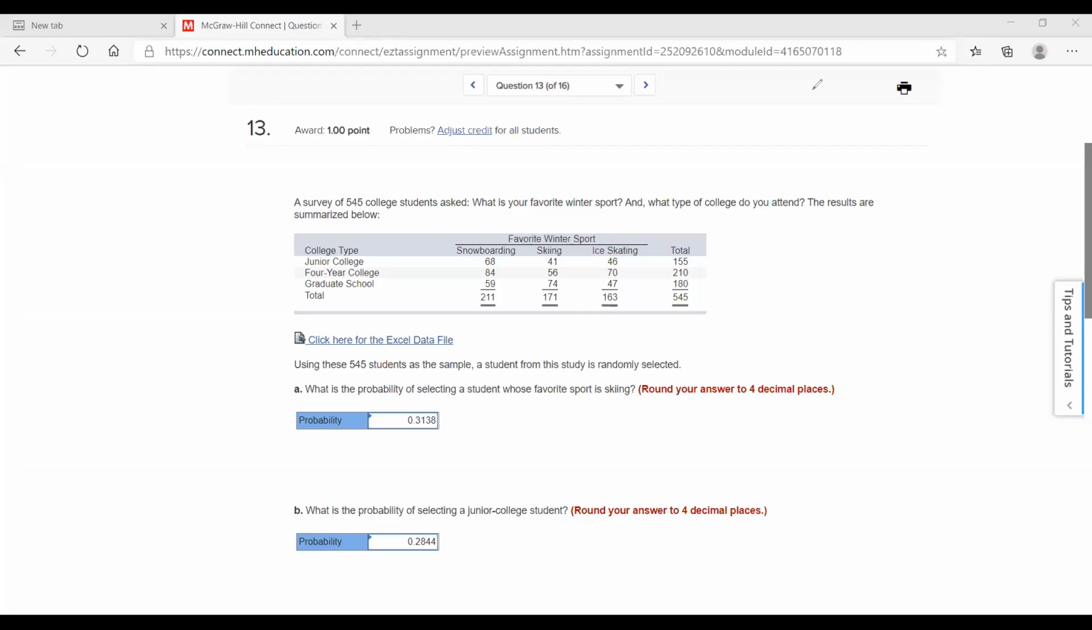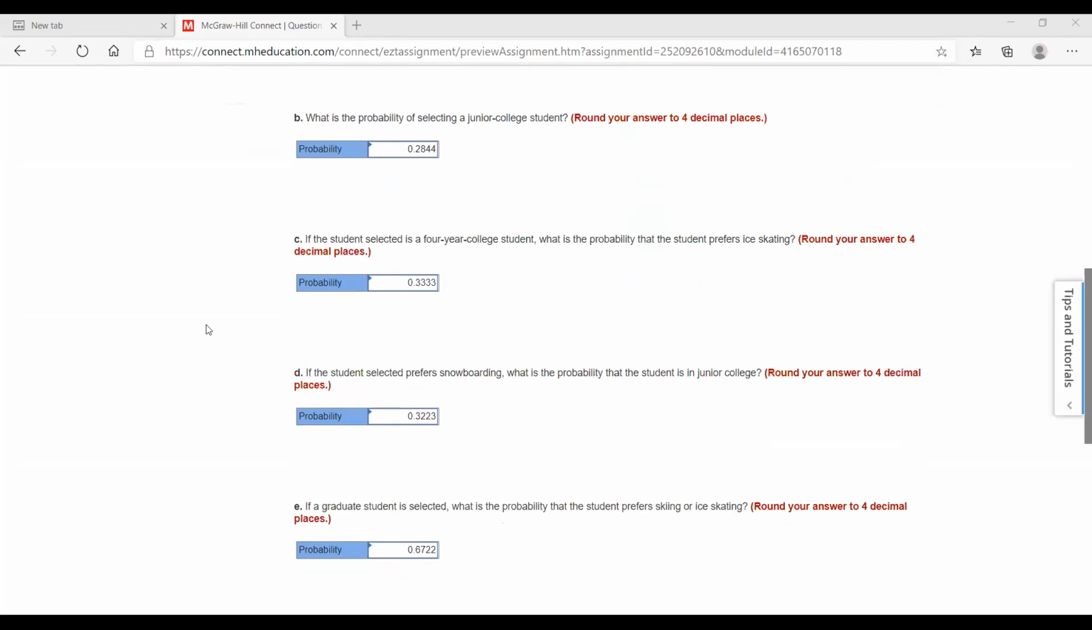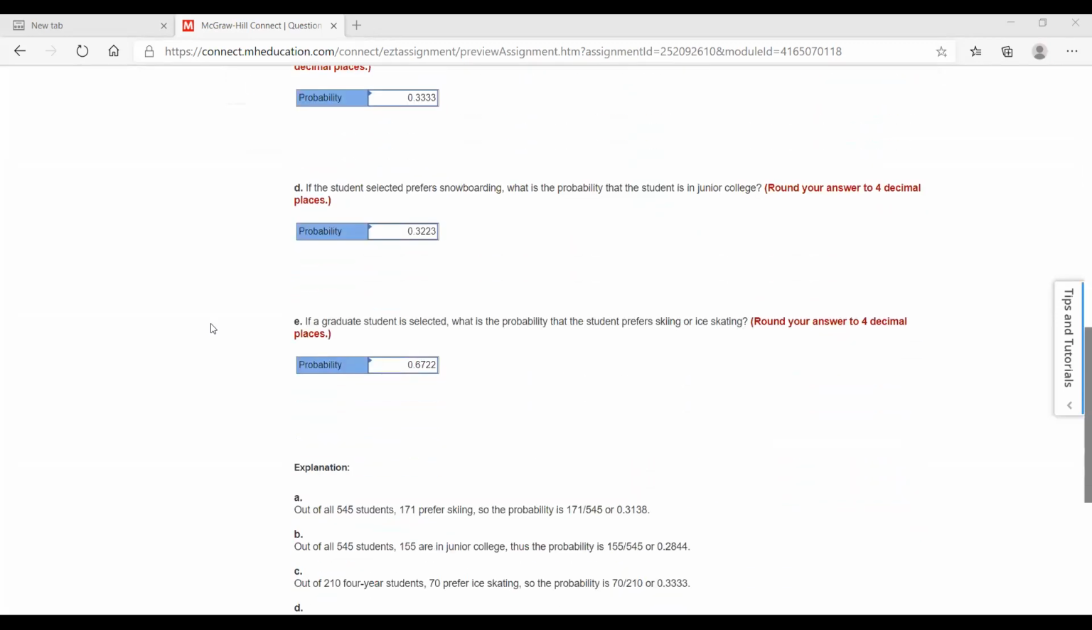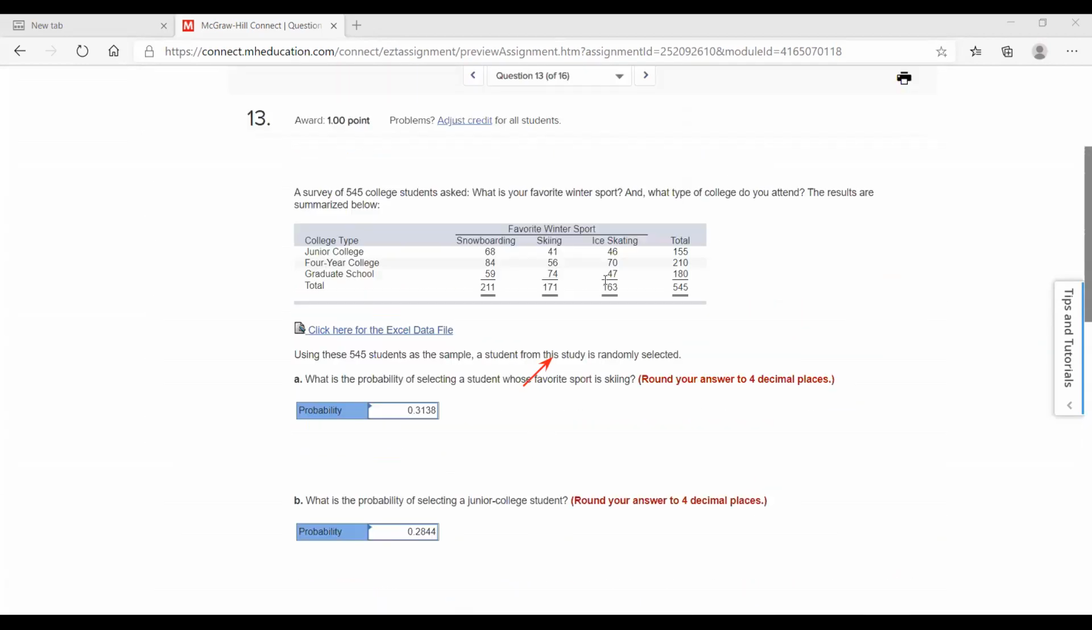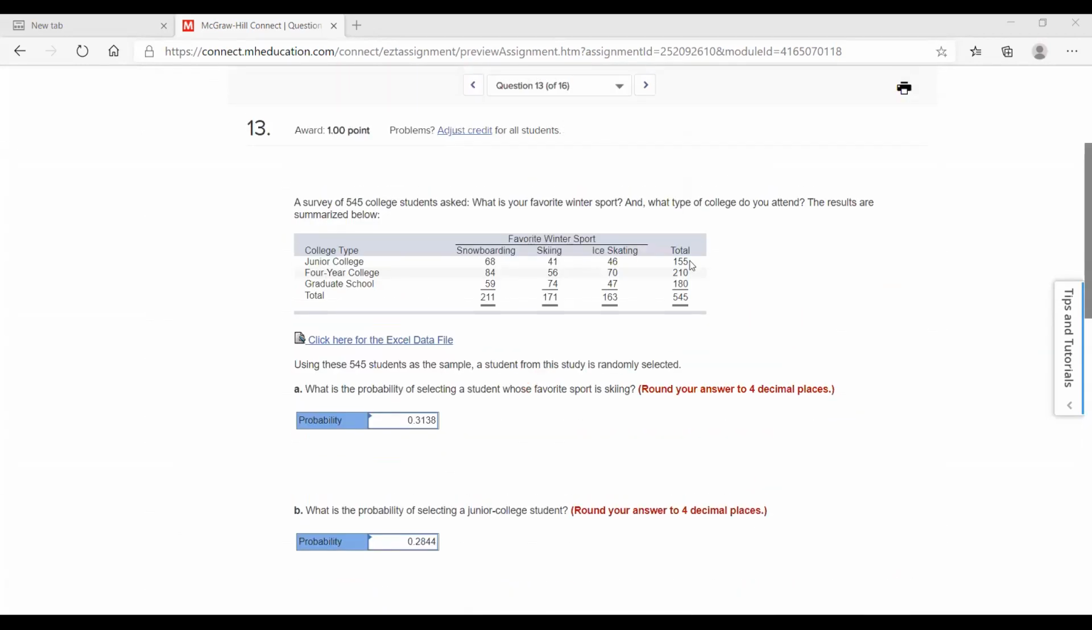Okay, something must have happened, but back on chapter 5, this is problem 13. We were just finishing it, and we're down to the very last one, which is letter E. They say, if a graduate student is selected, that's your margin, and the two joints we're looking for are skiing and ice skating. So let's go back up and look at graduate student. That's going to be my denominator, so that's going to be 180.